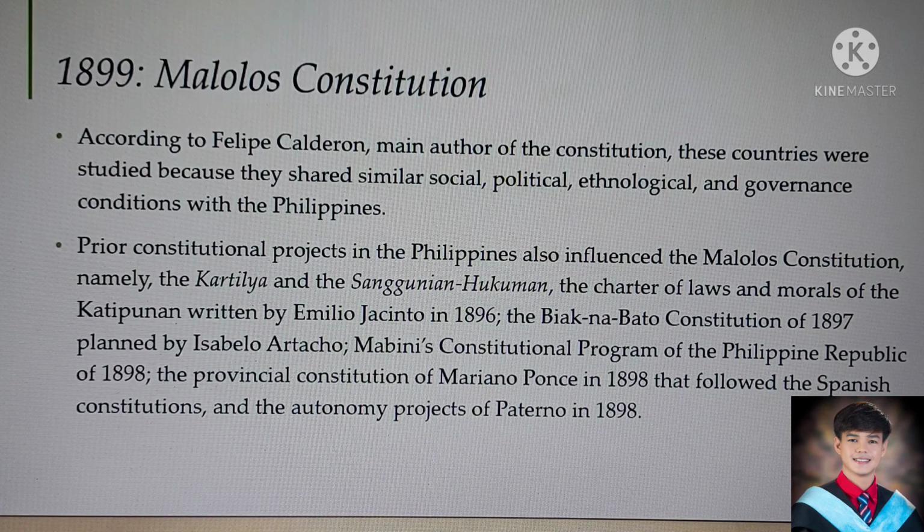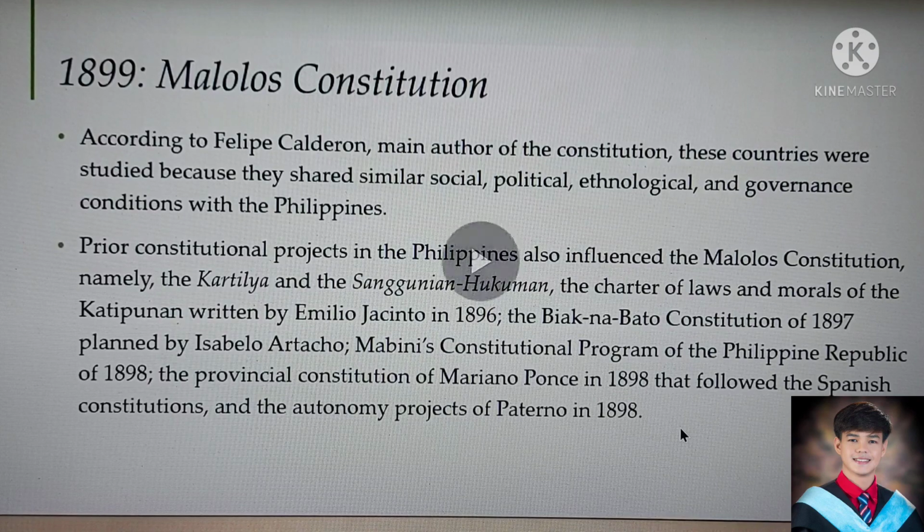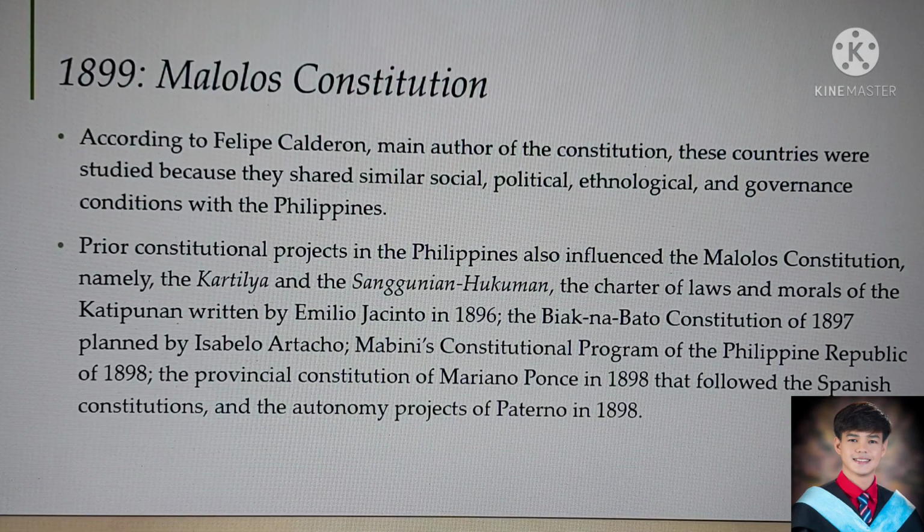The Biak-na-Bato Constitution 1897, planned by Isabelo Artacho. So, mga ilang batas mula sa Biak-na-Bato Constitution ang idinagdag dito. A Viennese Constitutional Program of the Philippine Republic of 1898, the Provincial Constitution of Mariano Ponce in 1898 that followed the Spanish Constitution, and the Autonomy Project of Paterno in 1898.